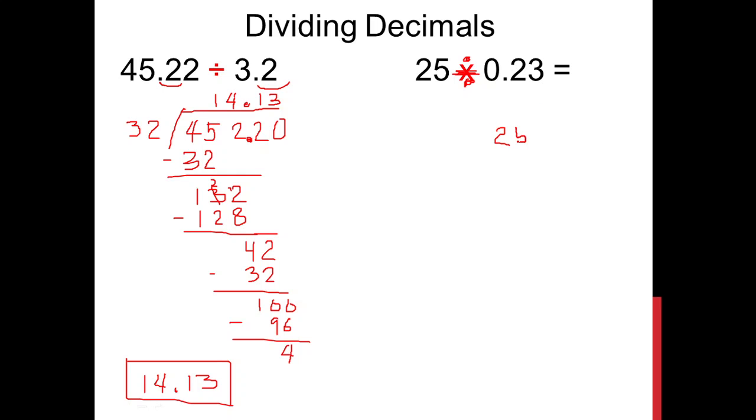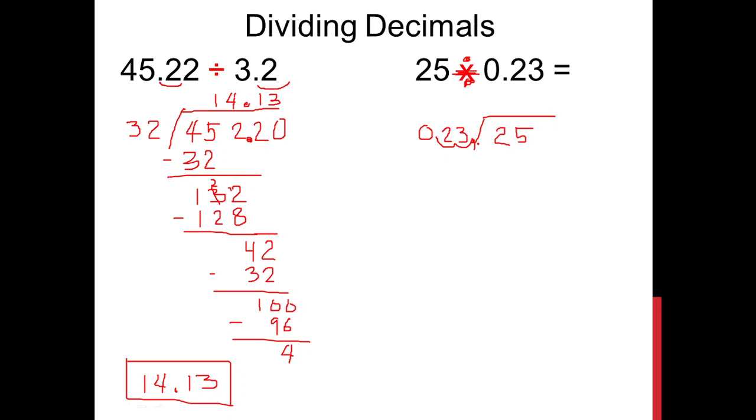25 divided by 0.23. So again, we need to make our divisor a whole number. So we need to move our decimal point to the right up to the last digit. Okay, so we need to move it here, 1, 2. So our decimal point will be there. Therefore, our divisor now is 23.